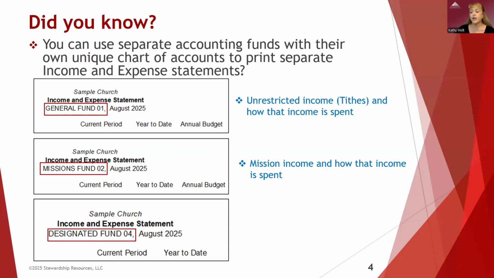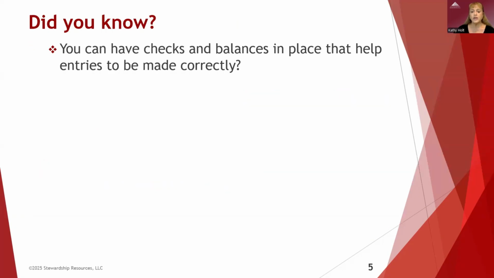You can print a separate income and expense report for, say, your missions 02 fund for your missions income and how that income was spent. You can print a separate income and expense report for your designated fund, your designated income, and how that income was spent. Did you know that you can have checks and balances in place that will help you to make your entries correctly?